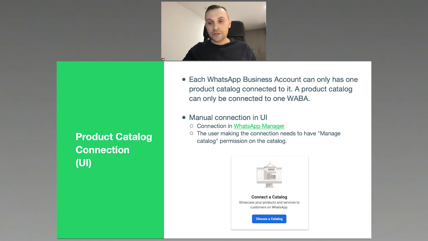One important limitation that was already mentioned a few times today, each WhatsApp business account can have only one product catalog connected to it. Moreover, each product catalog can be connected to only one WhatsApp business account.